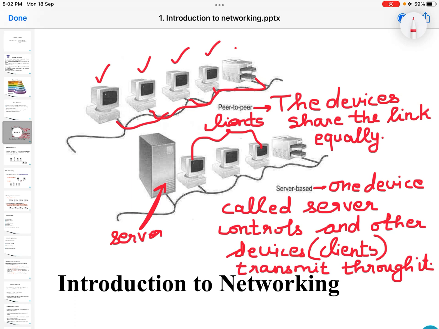So in peer-to-peer, the devices share their link equally. In server-based, there is one main device, that is the server, and the clients are controlled by the server, and the clients have to transmit through the server. So in networking, you have two types of networking, that is peer-to-peer and server-based.